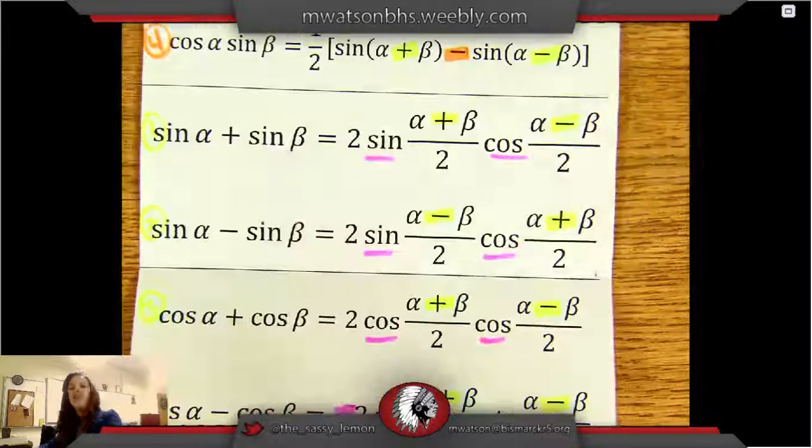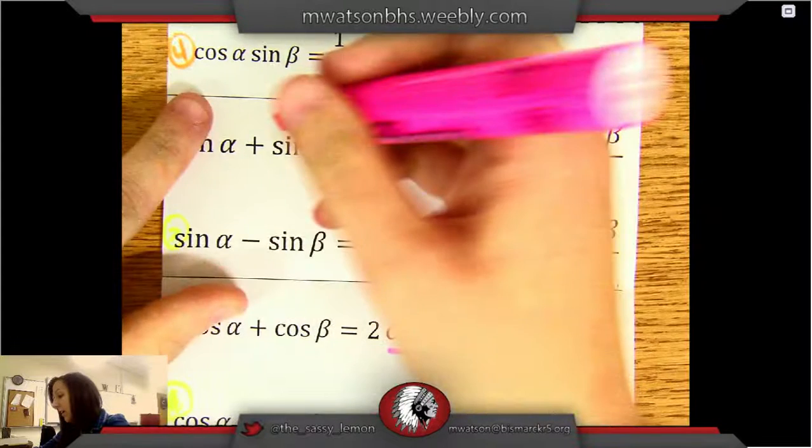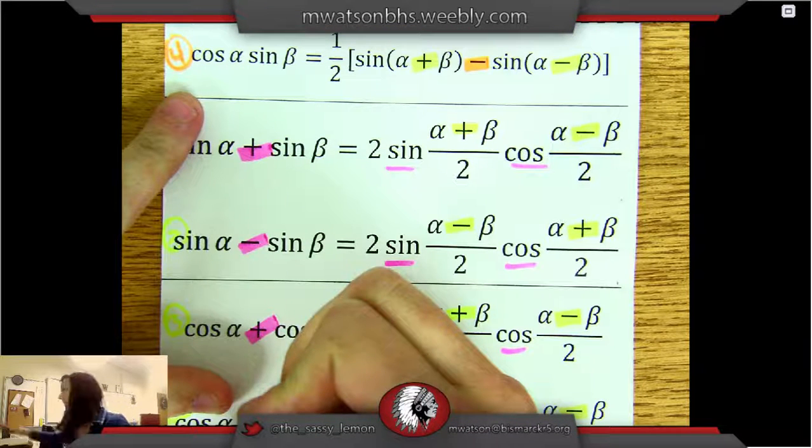So I know some of you don't believe in all this highlighting, but it does help you visually to see what's going on. And over here, I'm going to highlight these symbols as well. So there, I've got it.